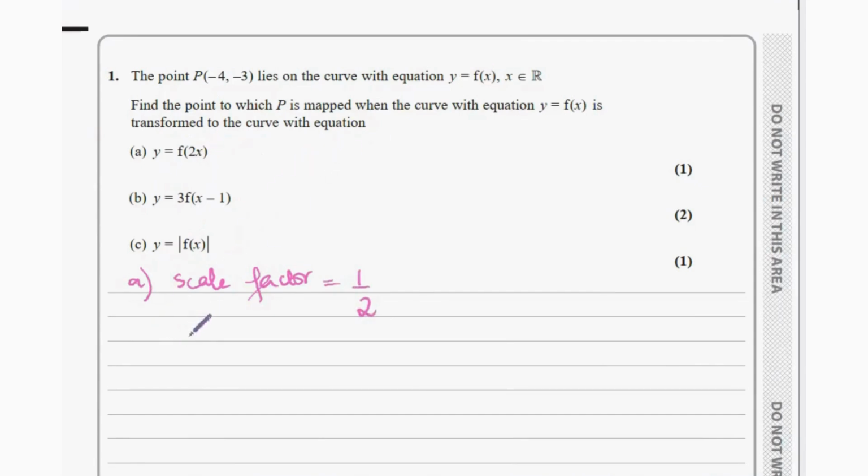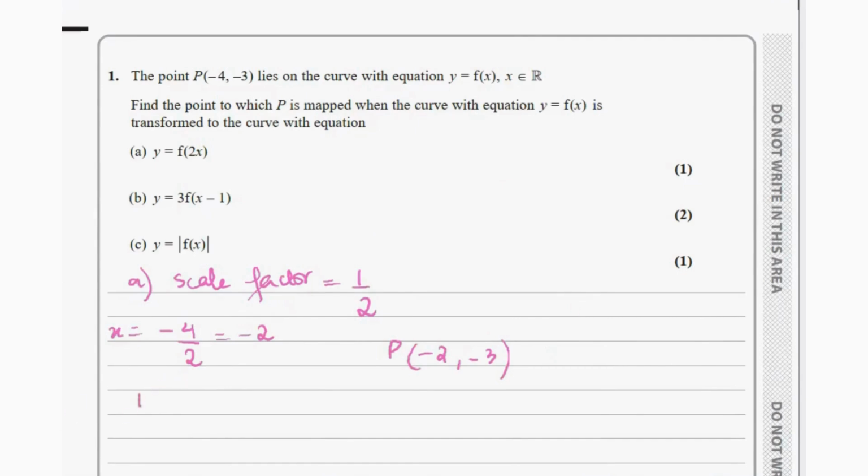So what happens is that we divide -4 by 2, which gives us -2. So only the x coordinate is changing, nothing happens to the y. So P is going to be (-2, -3), with -3 remaining as it is. Once again, only x is changing, y remains the same.